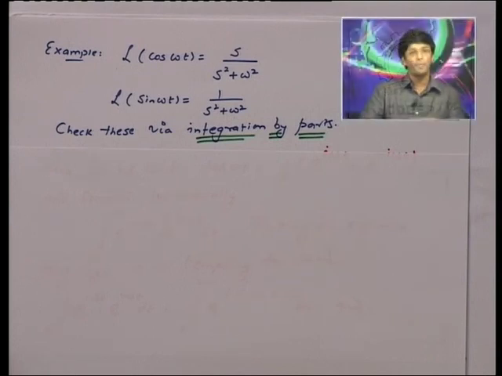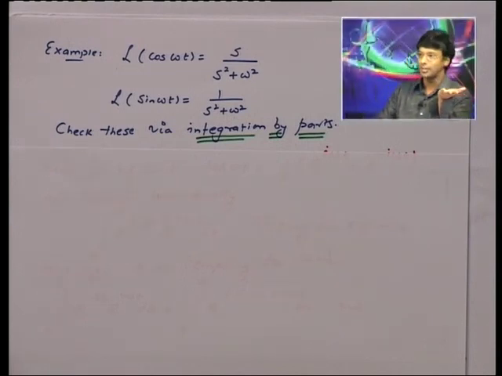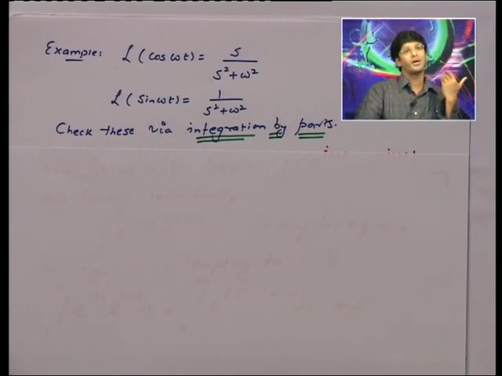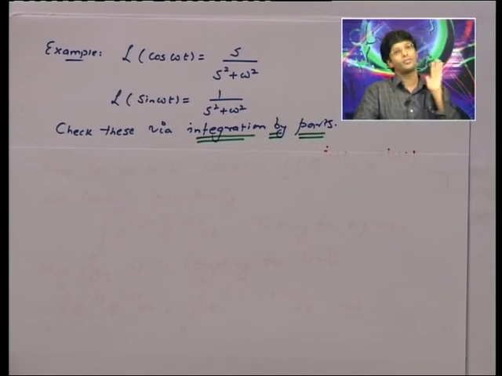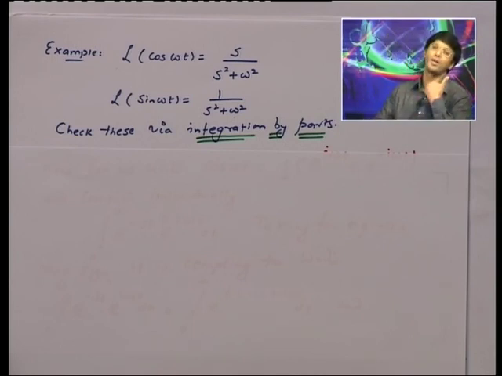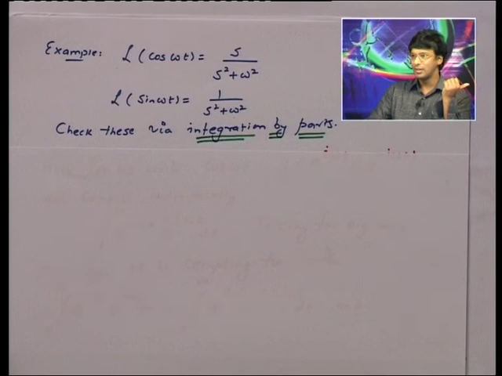Taking the Laplace transform is a linear transformation, because it is an integral, right? Integral is a linear operator. So Laplace of cos omega t plus i times sin omega t is Laplace of cos omega t plus i times Laplace of sin omega t. So to calculate the Laplace transform of e to the power i omega t, I have to calculate individually Laplace of cos omega t and Laplace of sin omega t.